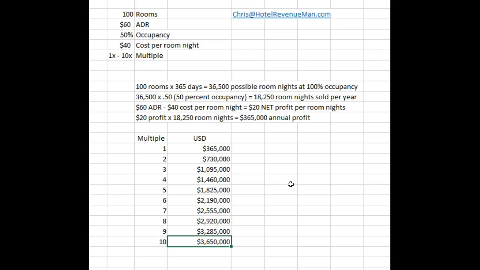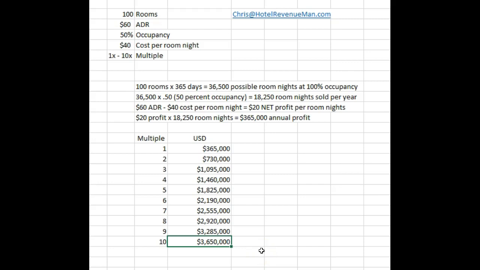So let's say that this property is being sold and they're asking for $13 million. That's going to be about a 40 times multiple. That means it's going to take 40 years to pay that thing off, assuming you don't have to put any other money into it.